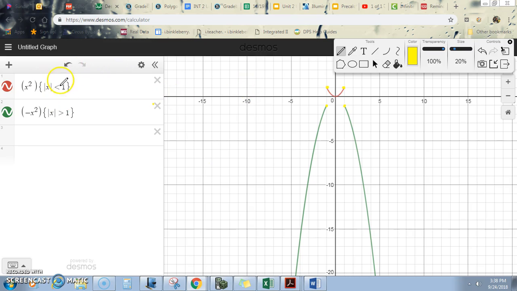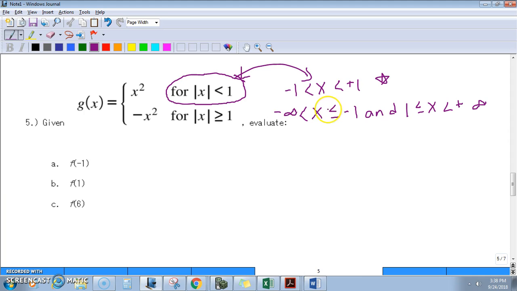Like if you got rid of the domain, okay, if you got rid of the domain, this would be a positive x squared and this would be a negative x squared, and they'd meet right there. But because we did, here it is. Okay, so now let's answer some questions about that.